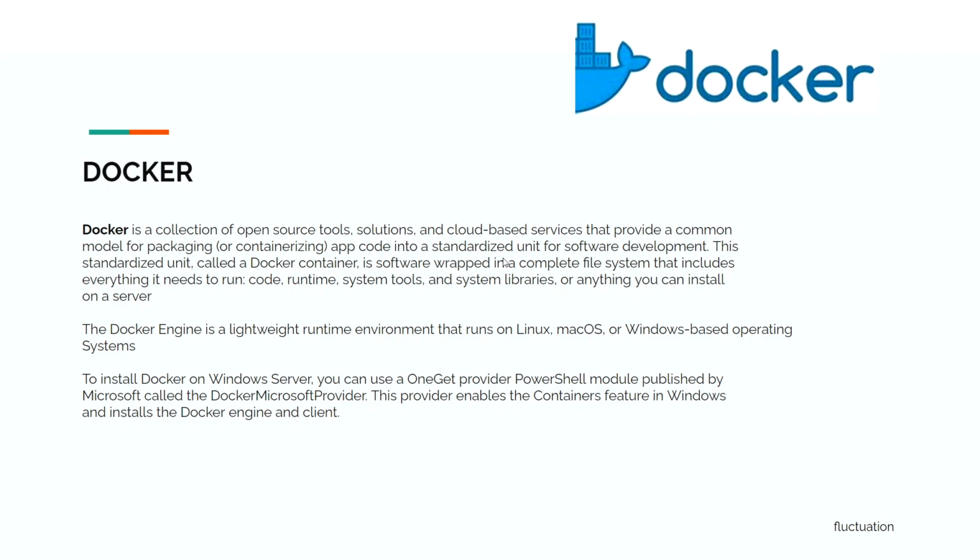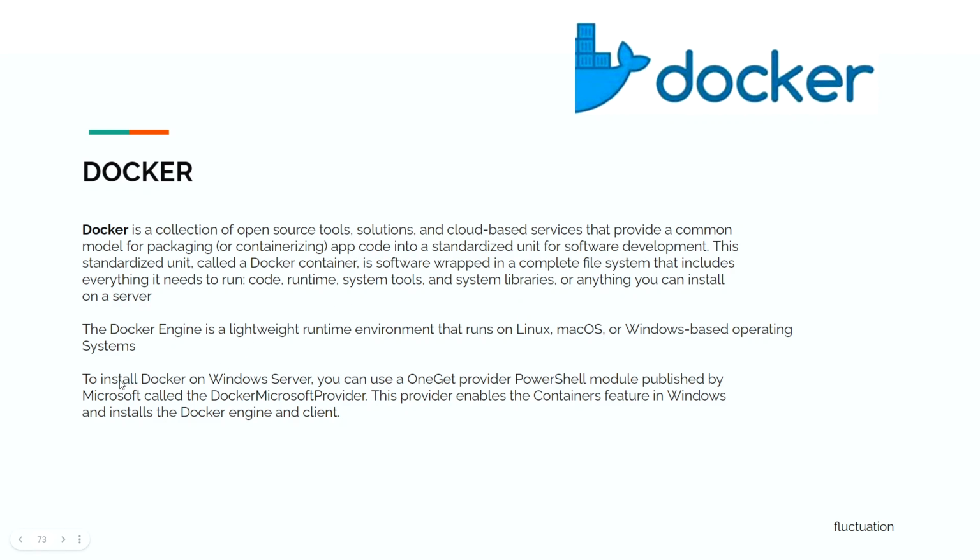So it's software wrapped into a complete file system that includes everything it needs to run: code, runtime, system tools, system libraries, or anything you can install on a server. And the Docker engine is a very lightweight runtime. It's like a VM kernel, and it can run on Linux, macOS, and Windows-based operating systems. But like I told you, Docker is more used on Linux, of course.